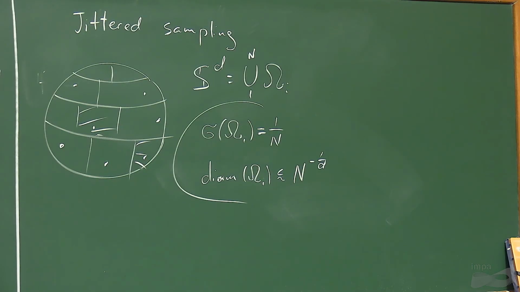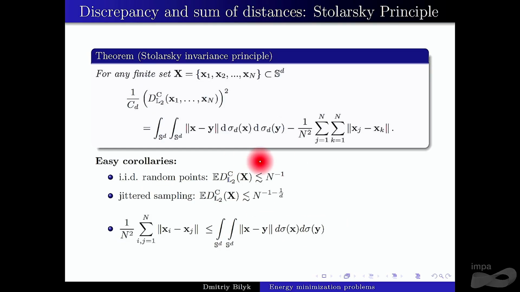So notice that this is the square. So if you take the square root, that's n to the -1/2 minus 1/2d. That exactly matches Beck's lower bound. Also, another thing that comes out of this identity for free is that this quantity, this sum, is always bounded above by the integral with respect to the uniform measure.